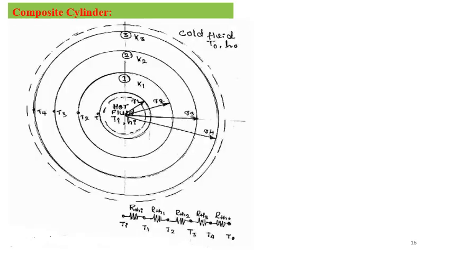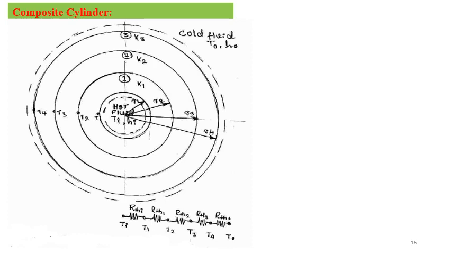Next, we will see a composite cylinder. So let us consider heat flow in a composite cylinder, which is shown in the figure. Here you can see Ti. Let Ti be the temperature of the hot fluid which is flowing inside, and T naught be the temperature of the cold fluid which is flowing outside.